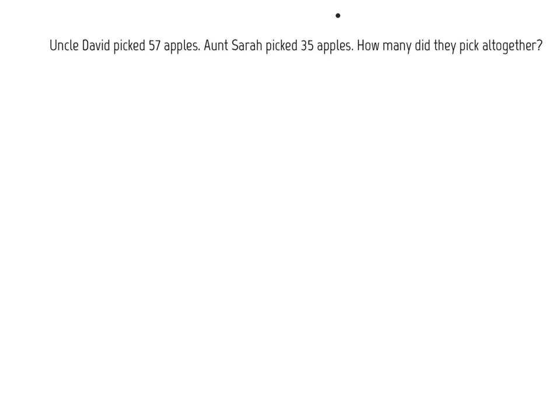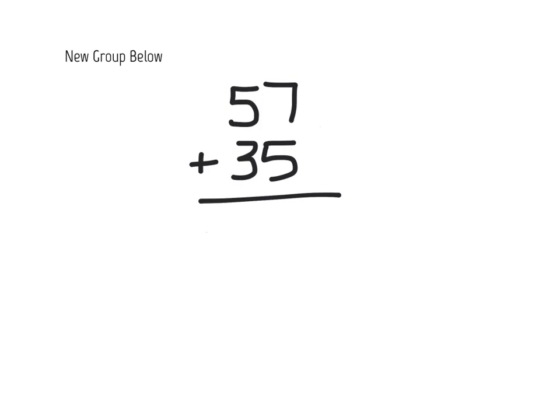So here our word problem, not our equation, our word problem says, Uncle David picked 57 apples. Aunt Sarah picked 35 apples. How many did they pick all together? So use whatever paper or space you have in front of you to work that problem out. All right, so here is one way to solve that problem. This way is called new group below. And as I start to work out the problem, you'll see why it's called new group below.